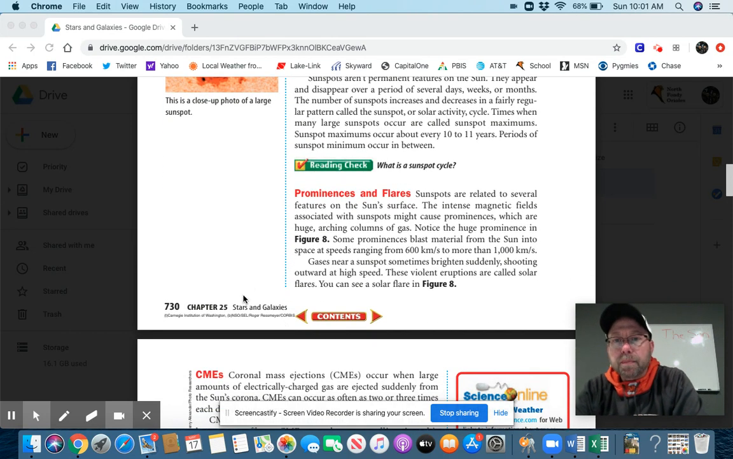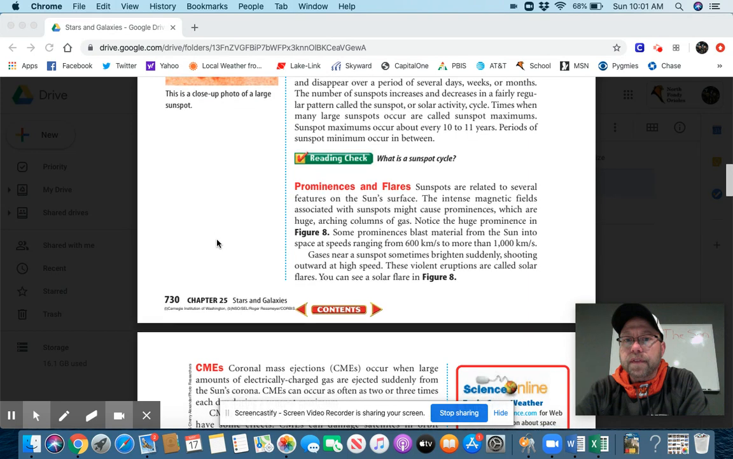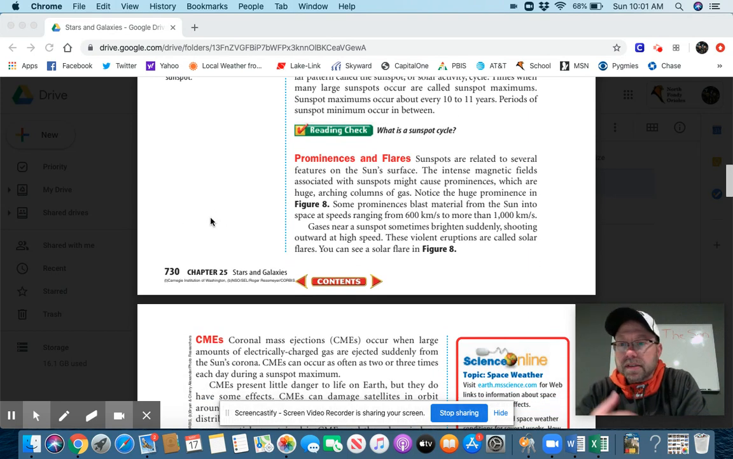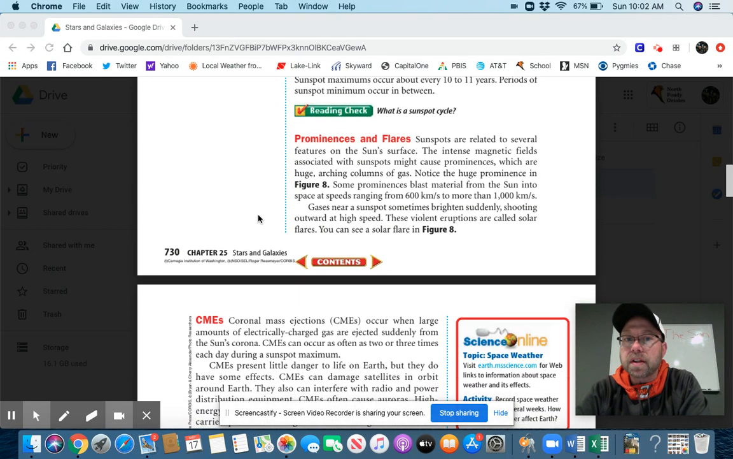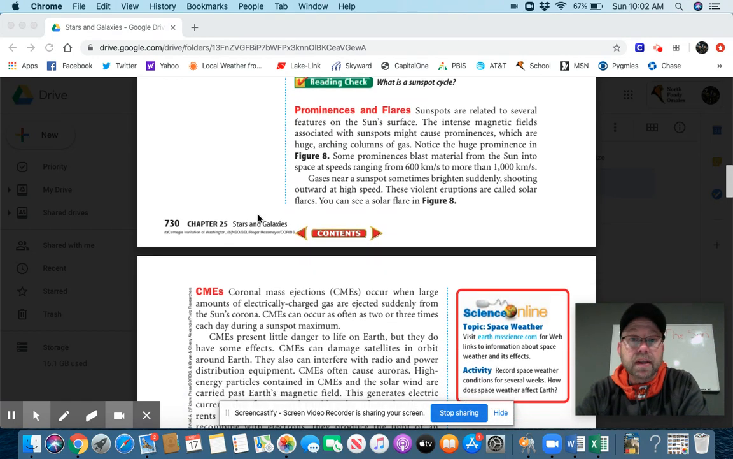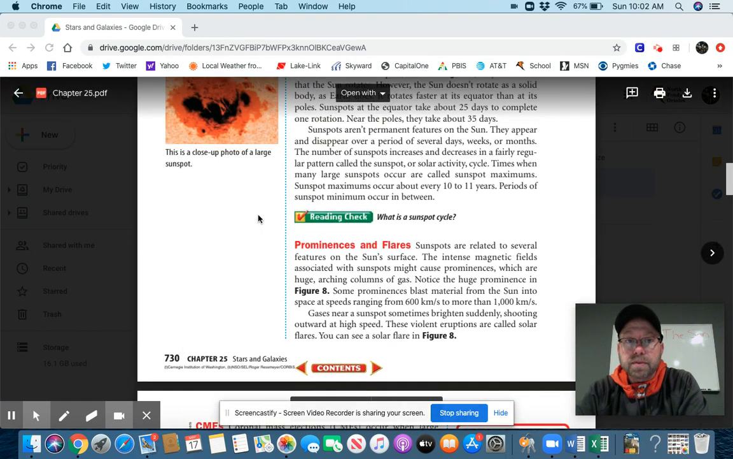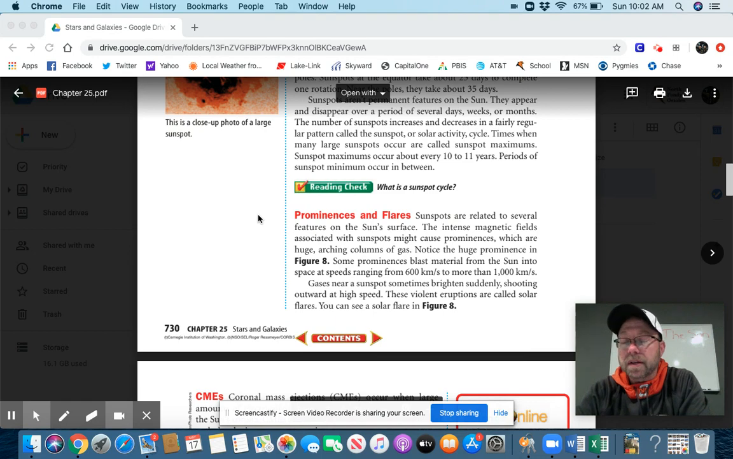Next, we have prominences or flares. Prominences blast material from the sun into space, at speeds ranging from 600 kilometers per second to more than 1,000 kilometers per second. These huge eruptions of material that are coming off of the sun.